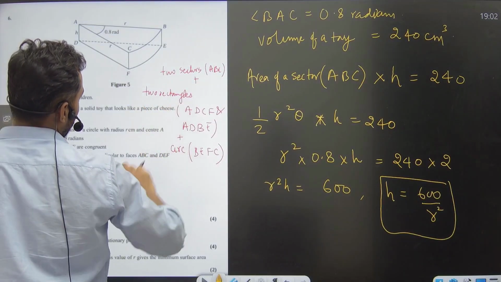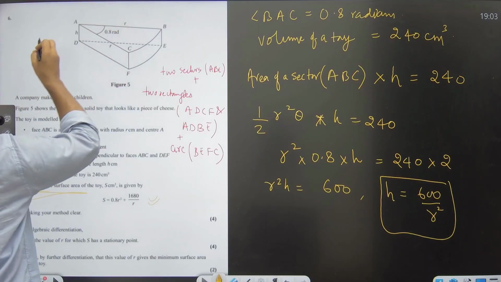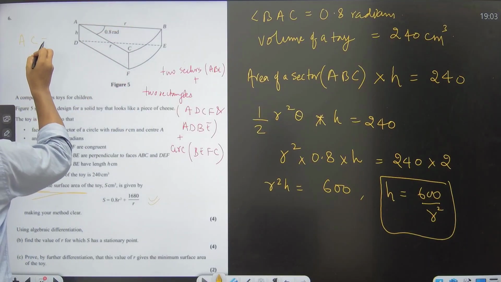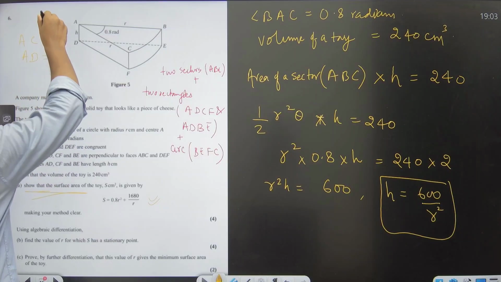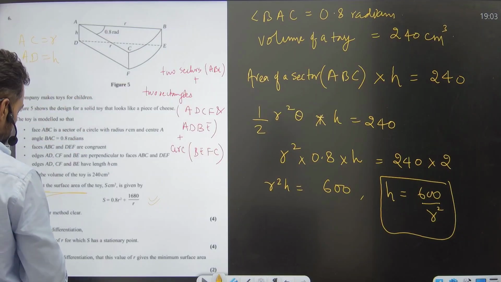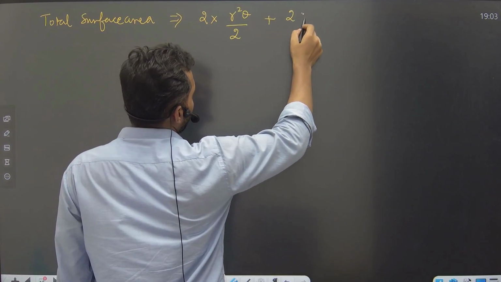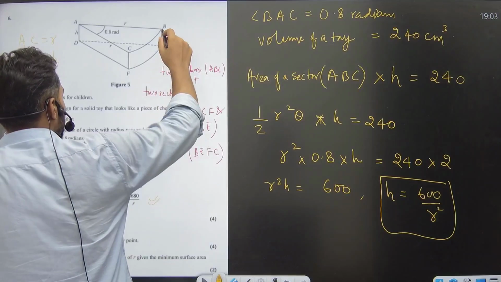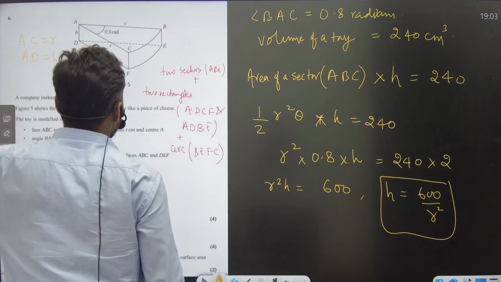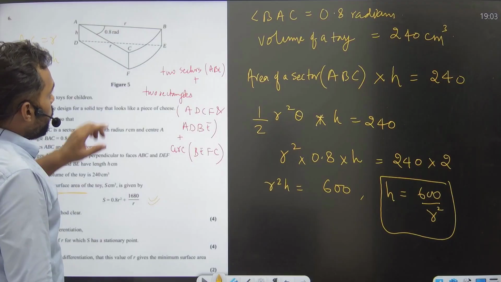Now the rectangle part, what will be the area? We can say that AC length here is r, and AD is h. So this is the length and this is the breadth. Two rectangles are also there, so it will be 2 times r into h. Now come to this part, student, that is the most important part, that is BEFC. Only one arc is present.